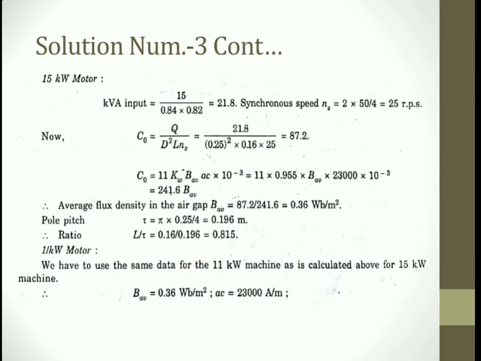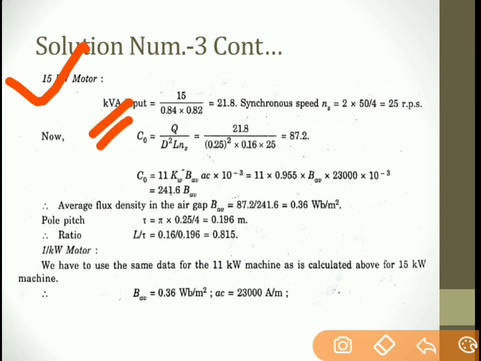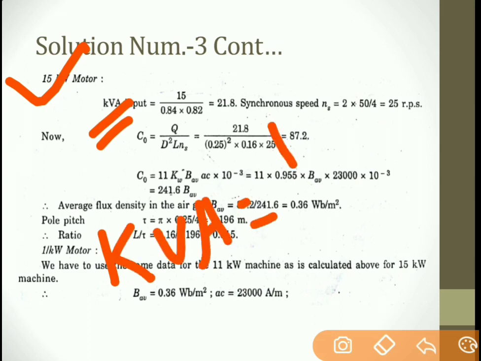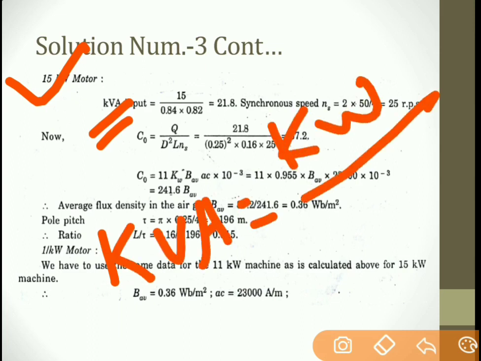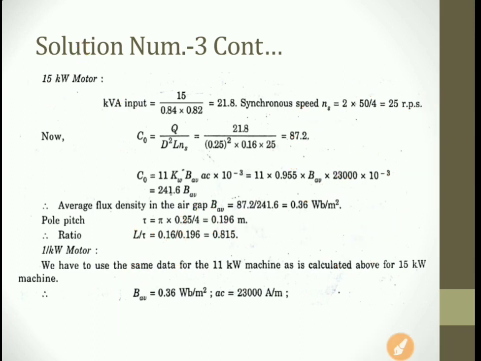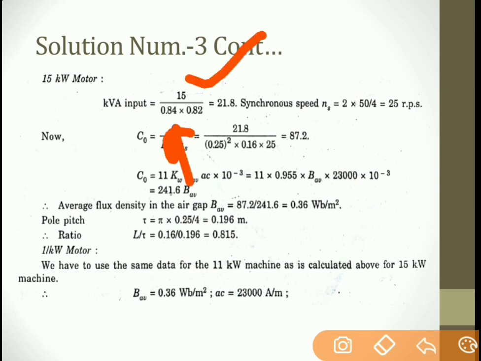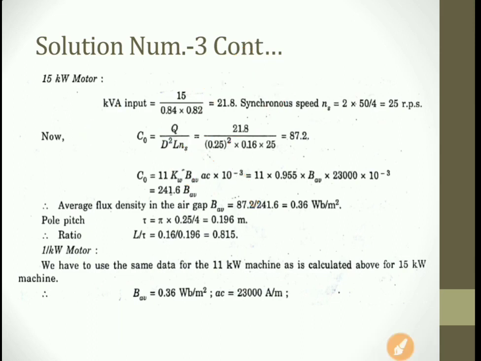We'll start first of all with the 15 kilowatt machine. Again I am starting with the same procedure, to calculate the kVA input. First of all, kVA will be given by kilowatt upon efficiency into cos phi. By using this relation I am putting the values: 15 kilowatt, 0.84 is efficiency, 0.82 is power factor. So I have got kVA equal to 21.8.